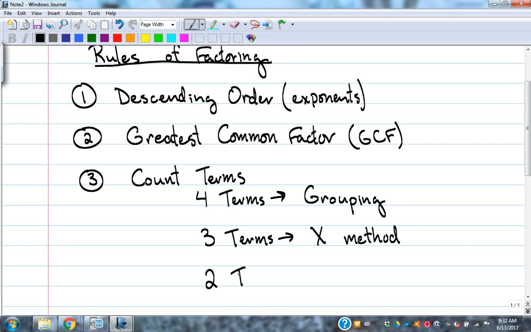And then if there are 2 terms, you want to look for what's called a difference of squares. And I'll show you what that is.